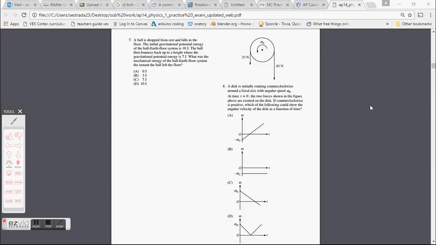Just picture this in your head. We have this object, this wheel, and it's rotating to the right, and all of a sudden you start pulling on it. What's going to happen? It's going to start slowing down till it comes to a stop, and then it's going to start speeding up in the direction that you're pulling. And that's why the answer is C. It's going to slow down, and it's going to start rotating the opposite direction, which it was, and then it's going to start speeding up in that direction. So the answer is C.